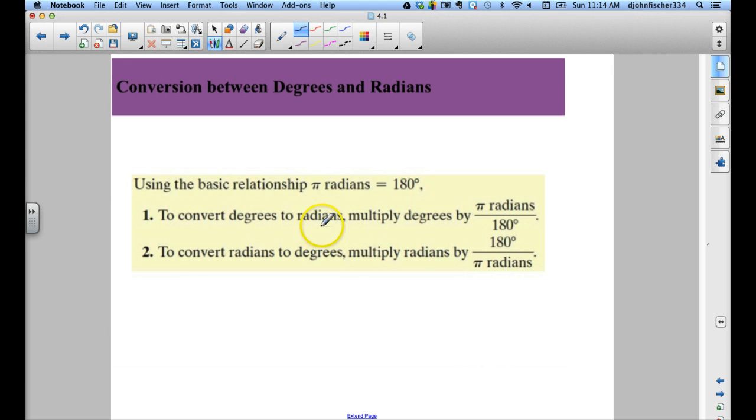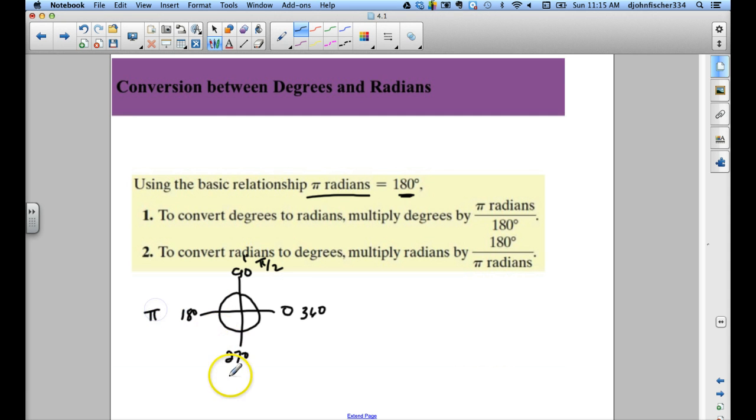Now, how do we convert? Using the basic relationship, pi radians is equal to 180. That's very important. So if you think of a circle, and I split the circle into fours, I'm going to say this is 0, 90 degrees, 180 degrees, 270, and then back over here would be 360. Now in radians, this is going to be 0, pi over 2, pi, 3 pi over 2, 2 pi.